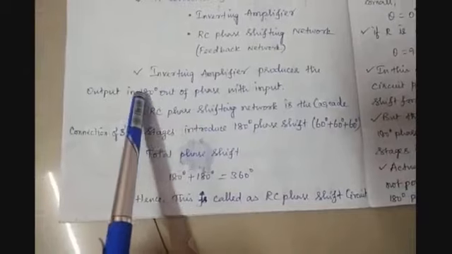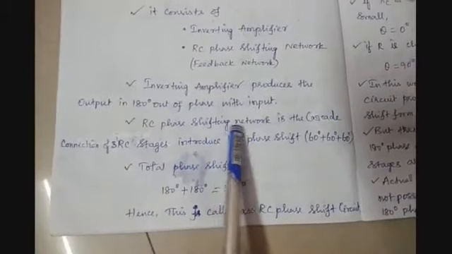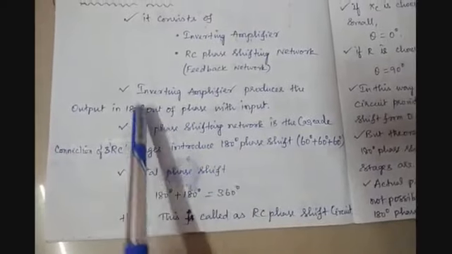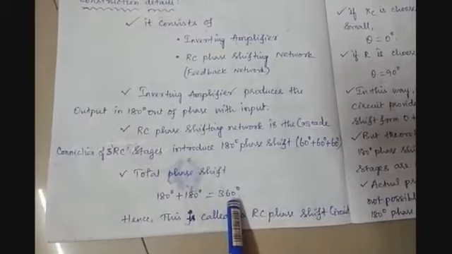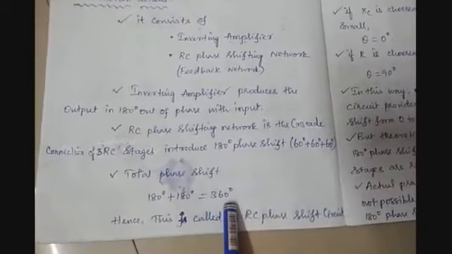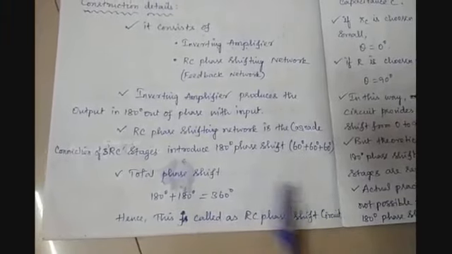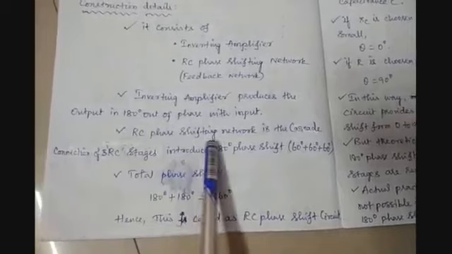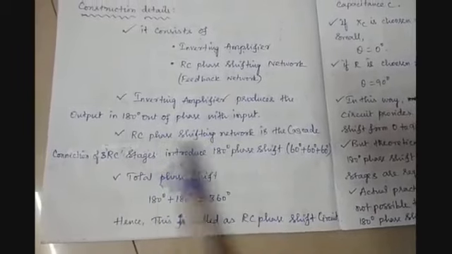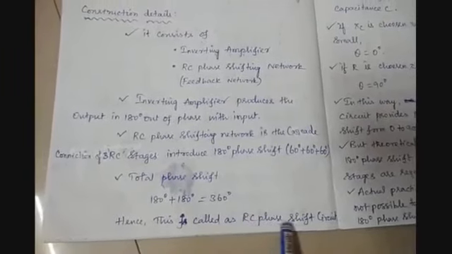Total phase shift: the inverting amplifier introduces 180 degrees and the RC phase shift network introduces 180 degrees. So the total phase shift of the circuit is 360 degrees, and because we are using an RC phase shifting network, this is called the RC phase shift oscillator.